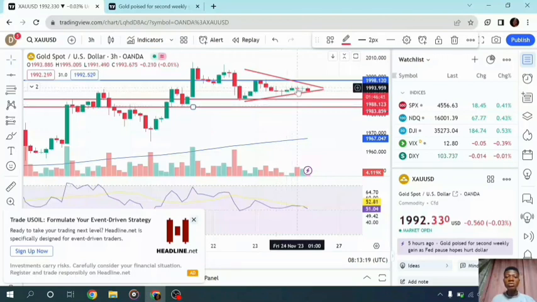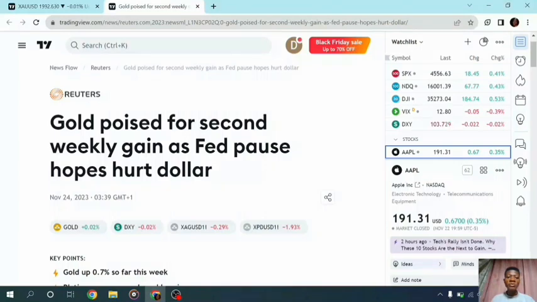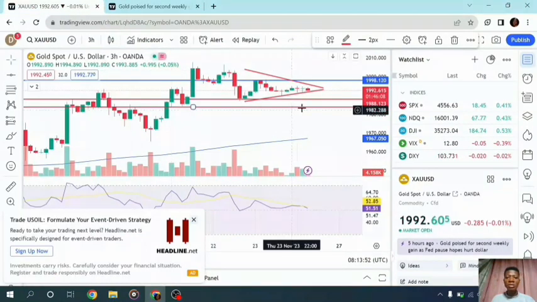All right, and you need to understand that gold most of the time depends on fundamental analysis. Technical analysis does not have a strong hold on gold, so you always have to look for news. Like the reason why this market is fluctuating is because of this news: gold posts second weekly gain as Fed pause hopes hit the dollar. That is the reason you can see why this market is fluctuating around this area.